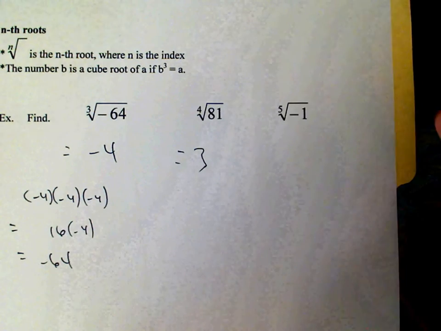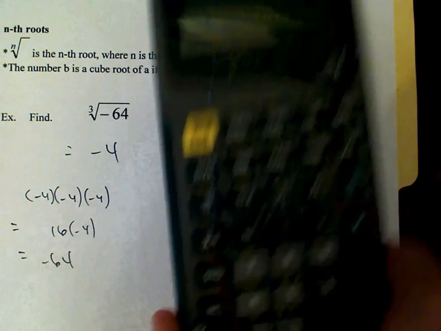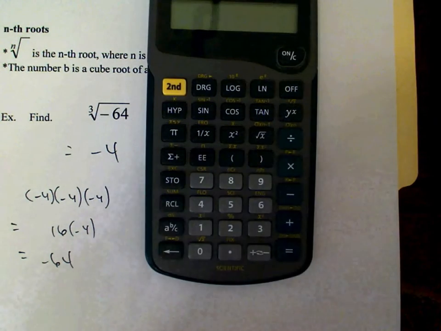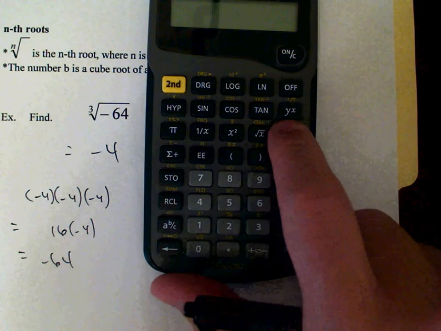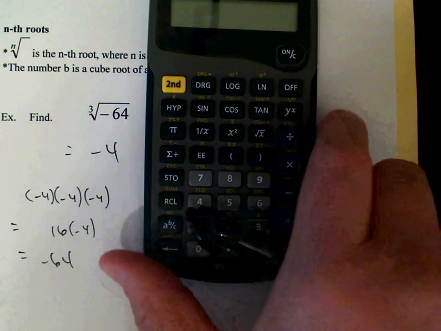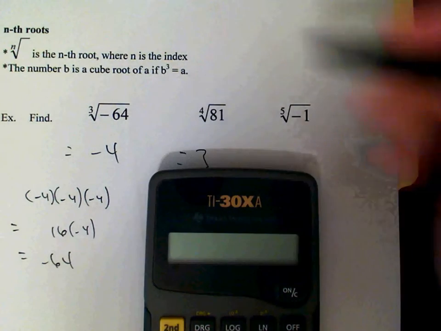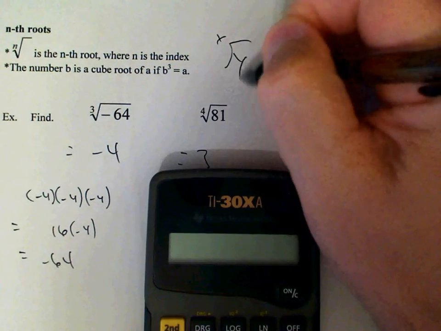Now if you have a scientific calculator, some of them have cube roots, some of them don't. This one happens to have a cube root above the 0. If you look above the y to the x key, you'll see an x root key. Now the x root key looks like this, in case you cannot see it.